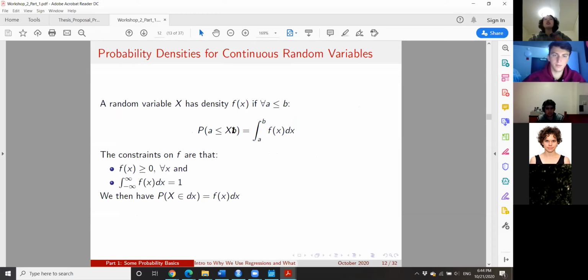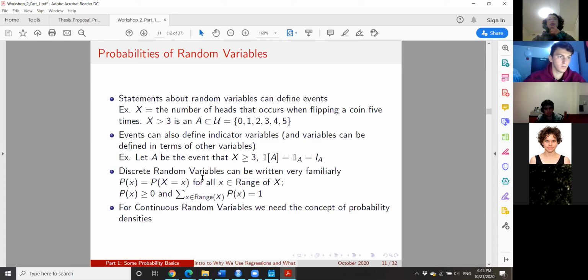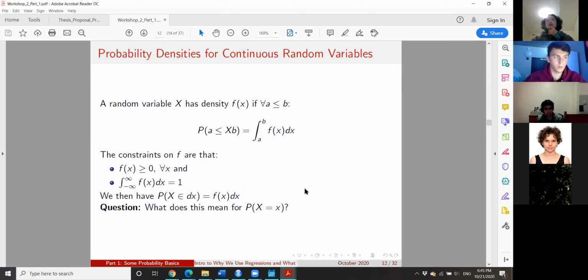You'll notice I've already jumped to ignoring the existence of random variables that are not numeric. We then have that the probability that x belongs to dx, where dx is a small interval, is f of x dx. So this brings up the question, what does this mean for P(X = x)? Recall that in our previous slide, for a discrete random variable, we can just have P(X = x) be the probability that x occurs. But for a continuous random variable, what does this mean?